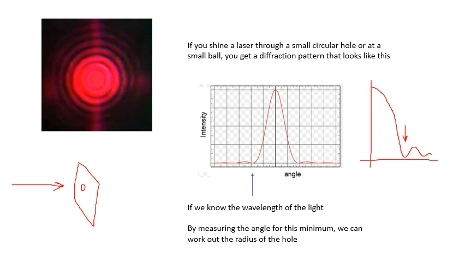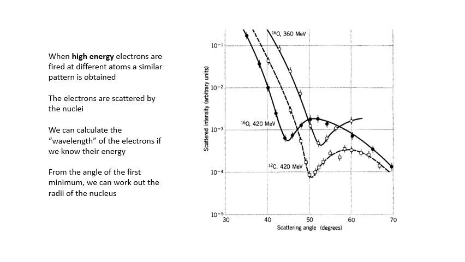And if we know the wavelength of the radiation, in this case the laser, and if we measure the angle there for the minimum, then you can work out the radius of the hole. Yes, if we know lambda and we know theta min, the angle for this minimum, then we can work out the radius of the hole, or the radius of the small ball. And that's useful because we can do it with electrons.